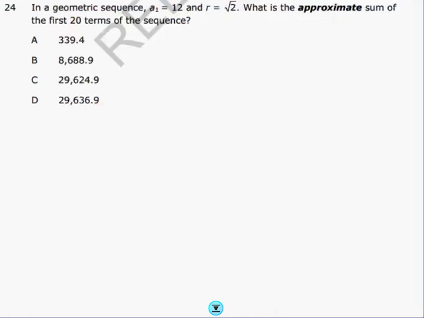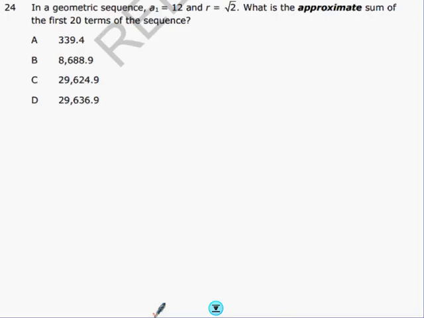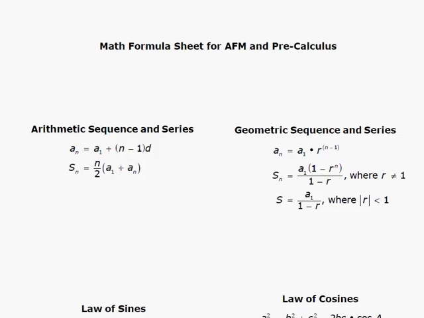More to go. Geometric series. Sweet. They tell us A1 and R. What's the approximate sum of the first 20 terms of the sequence? Let's get the formula sheet. Oh, wait, real quick. It's a geometric sequence, and they want to know the sum. Okay, let's look for that. The first 20 terms. So, geometric sequence, the sum of the first 20 terms.